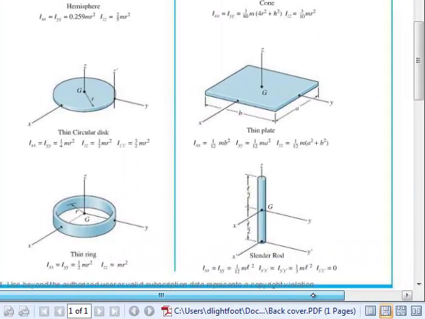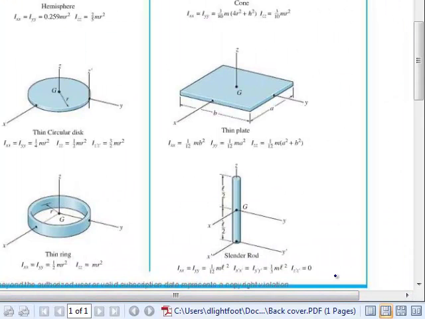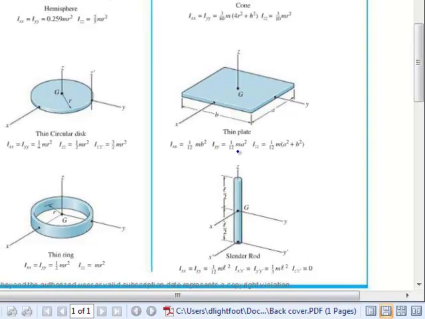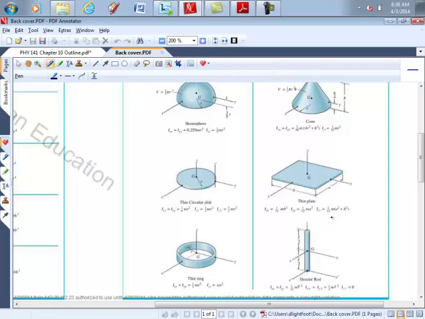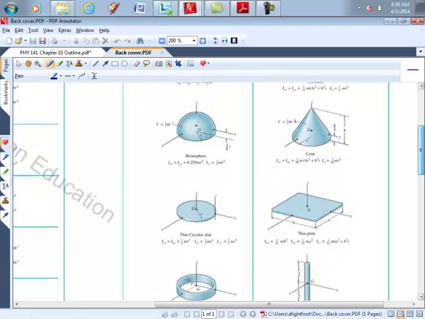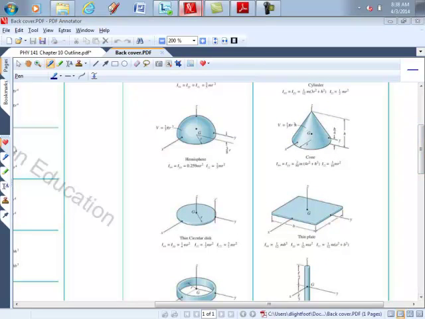On the other side of the cover, there's some three-dimensional shapes, and they have the centroid calculations as well. And they have moments of inertia that we're not going to use because we're only looking at area moments of inertia for this course. But in future courses, you'll want to find the moment of inertia about the x, y, and z axis. So this is the moments of inertia about the x prime, y prime, and z prime axis through the centroid. All right.